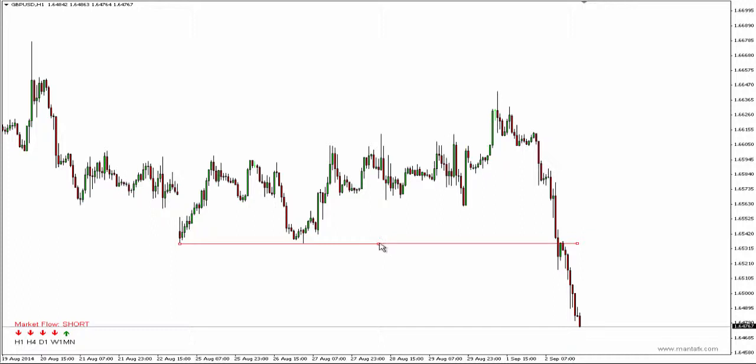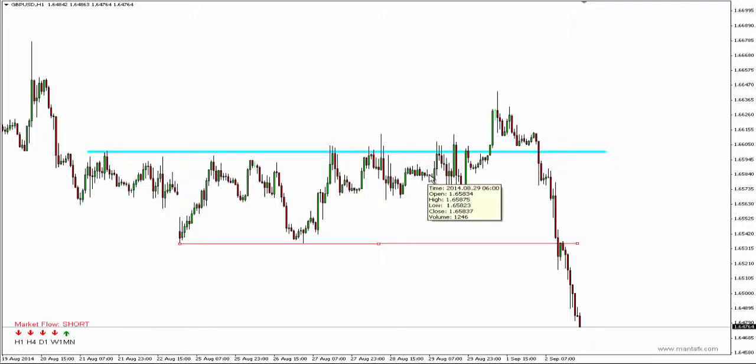Cable was pretty much doing some range stuff too last week. We had a few riptide fake breaks. Actually, I made some money right over here.